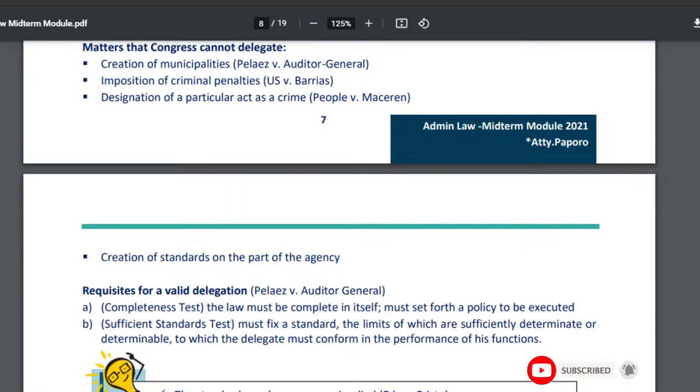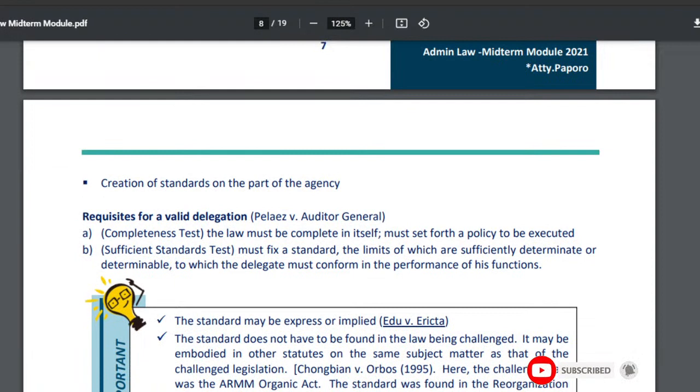Then we have here direct requisites for valid delegation. When can we say that there was a valid delegation of the legislative act or power? First is we have the completeness test. When you say completeness test, this is the test wherein the law must be complete in itself. It must set forth a policy to be executed. So complete na ang balaod, you just have to execute the law.